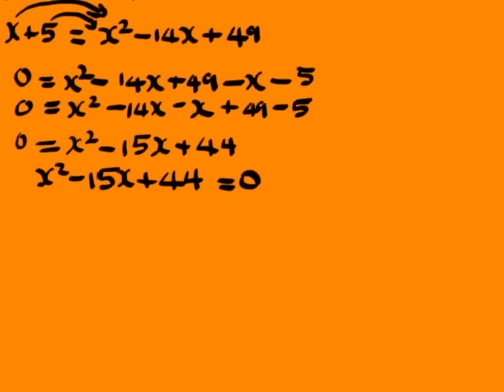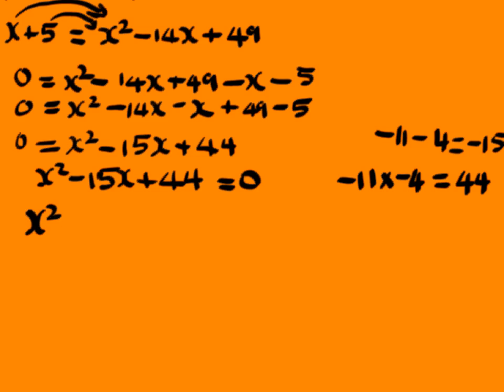Now factorizing this, you know the drill. We look for two numbers whose product gives us 44 and whose sum gives us minus 15. So these two numbers are minus 11 and minus 4. Minus 11 minus 4 gives us minus 15, and minus 11 times minus 4 gives us positive 44. So the two numbers there are minus 11 and minus 4.